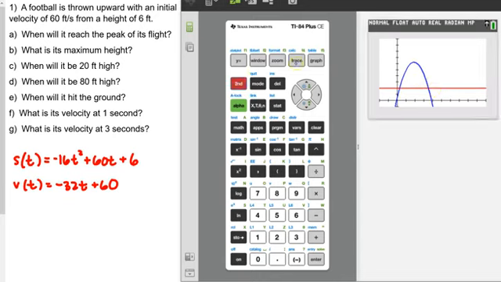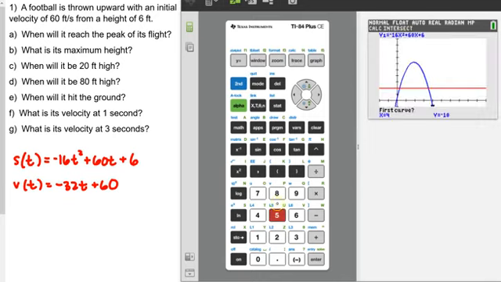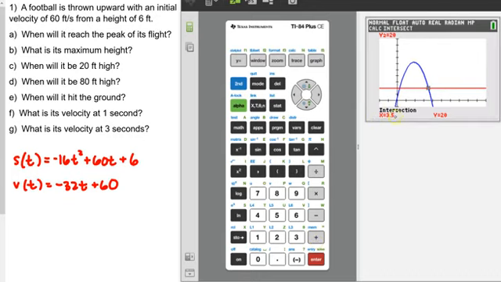So we press second trace to take us into the calculate menu. We choose number 5, intersect. We put the cursor on the first curve and press enter. Put the cursor on the second curve and press enter. And then we move the cursor close to the intersection point we're interested in and press enter. I'm just going to do this one on the right first because that's where my cursor happens to be. So notice that we get x equals 3.5.